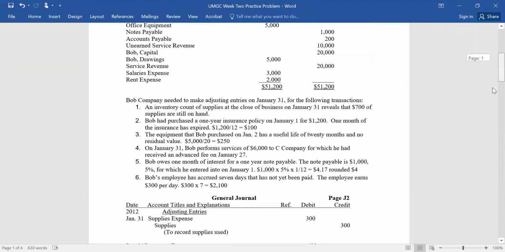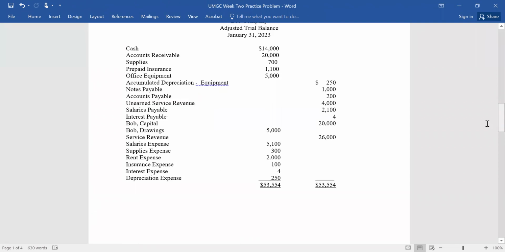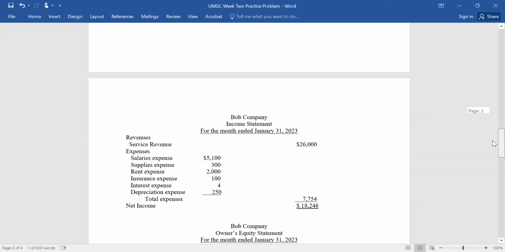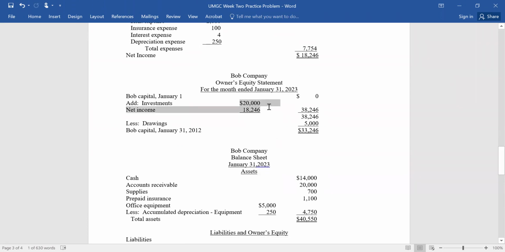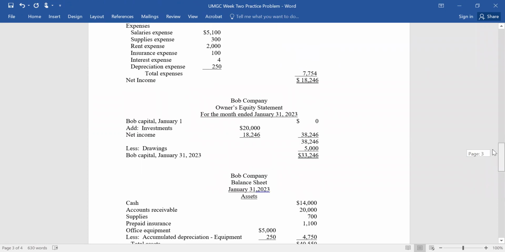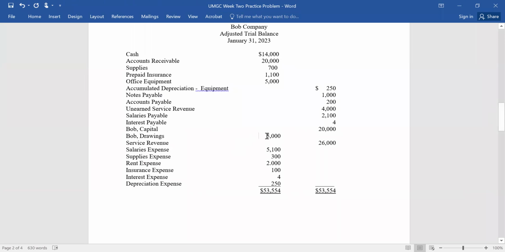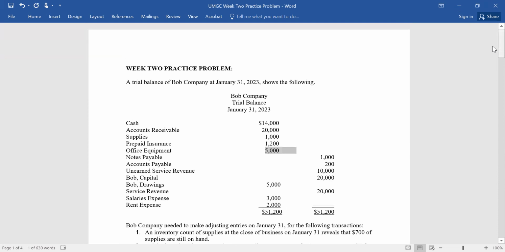For my owner's equity statement, it started out at 0, and you'll see this is the same on the trial balance and the adjusted trial balance. My capital account is 20,000, so I made those investments during the month. If I have 20,000 and I add in my net income, which I just determined here, I get a total of 38,246. I'm then going to subtract my drawings of 5,000, and that gives me a capital balance at January 31st, 2023 of $33,246. The drawings in both the adjusted trial balance and the trial balance were 5,000.